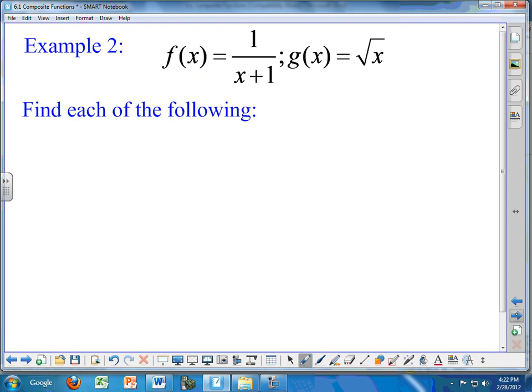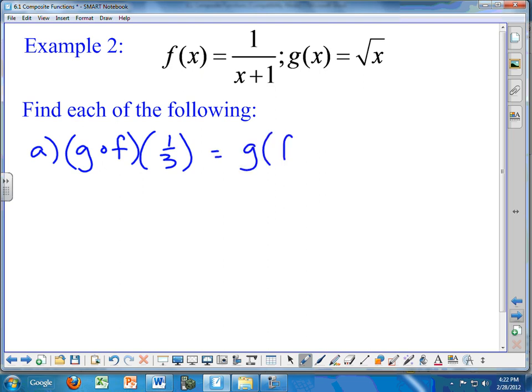Let's move on to the next problem. In example 2, we have two different functions. One of them is rational, the other one is radical. For our first problem here, we'd like to do another example of one of these, for part A, perhaps g of f of 1/3. Well, in order to calculate f of 1/3, we'll have to put a 1/3 in there for x, and that's going to produce g of some number.